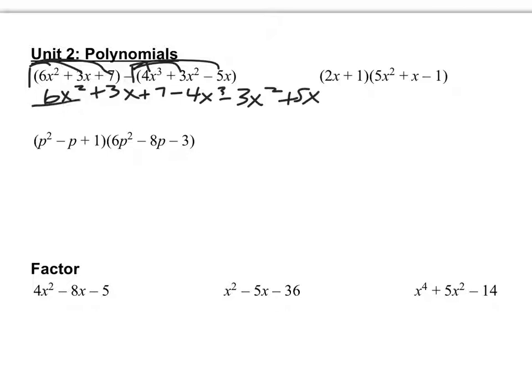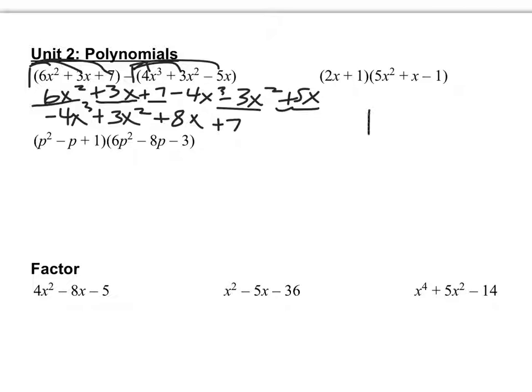So 6x squared minus 3x squared is 3x squared. 3x plus 5x is 8x. Then I have plus 7 and negative 4x cubed, which I'm going to write at the front so it's in standard form. Then we have two multiplication problems.